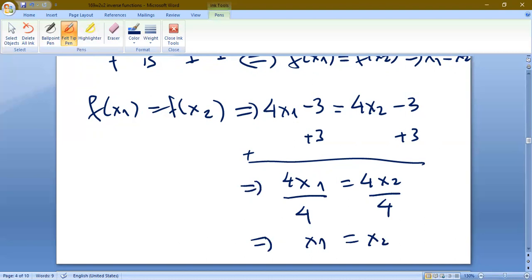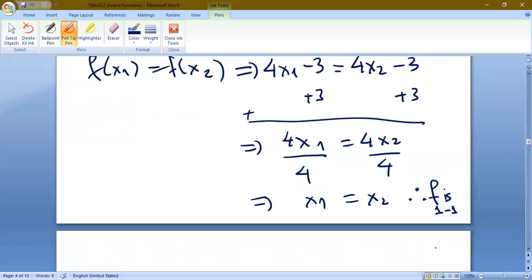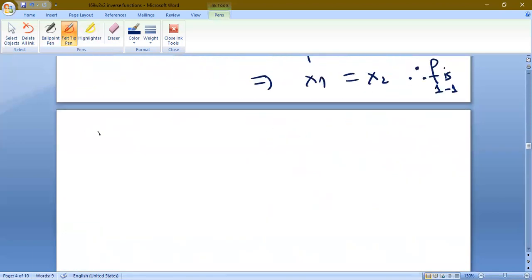So what happens? This means, well, we show with three dots, this means consequence or result or conclusion. This function is one-to-one because we have shown that f of x1 equals f of x2 for this function implies x1 equals x2. So this function is one-to-one. Then since f is one-to-one, it has an inverse.